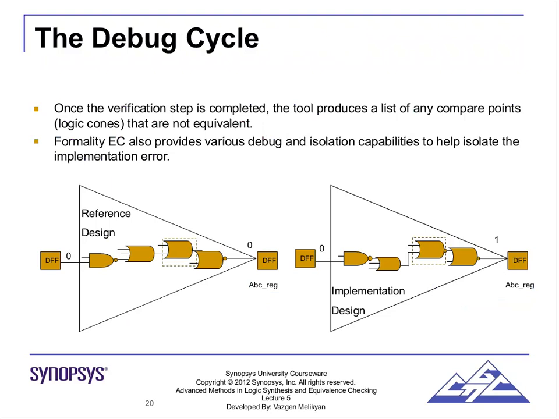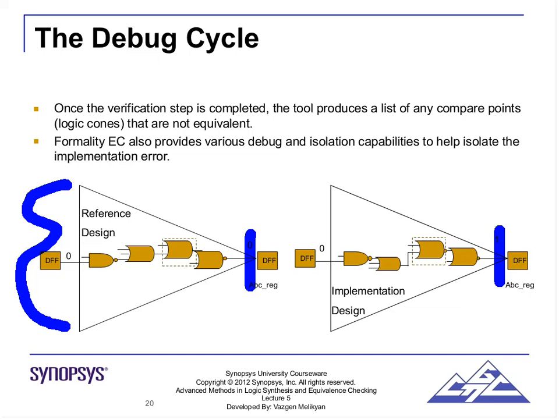Then comes the debug cycle. Once the verification step is completed, the tool will generate a number of vectors that will prove that both the cones are not equivalent, they are not functionally the same. For example here, let's say you have a problem in the design and they are not equivalent, it will generate a vector like this. It will add all the input conditions here, for example, it can be an input port or a DSM. It will apply some value, and it will show you that at the compare point the values are different. Let's say in this case the values are 0 and 1, so they are different. So it will give you a vector also, so that you can verify where the problem is, right?